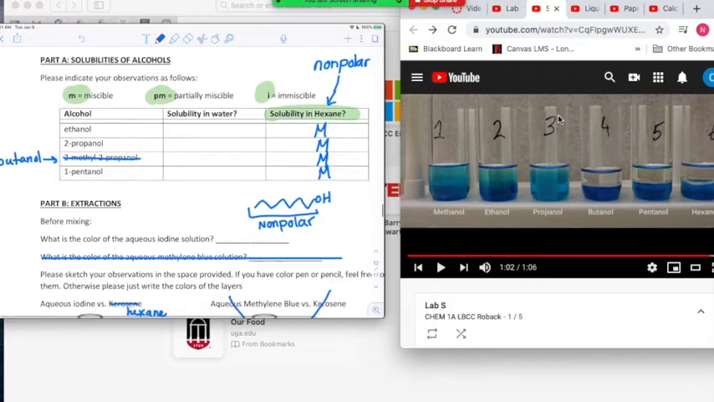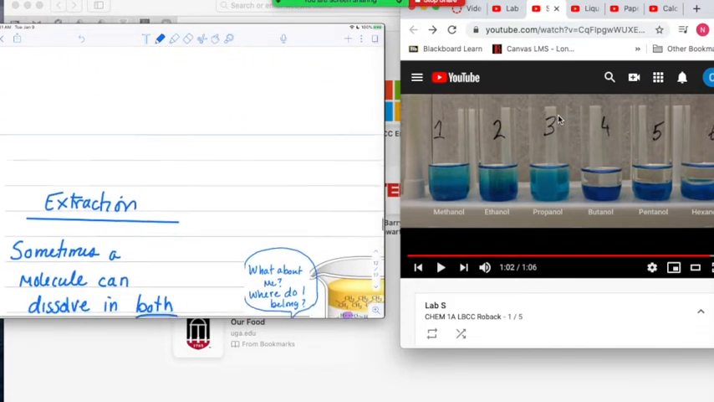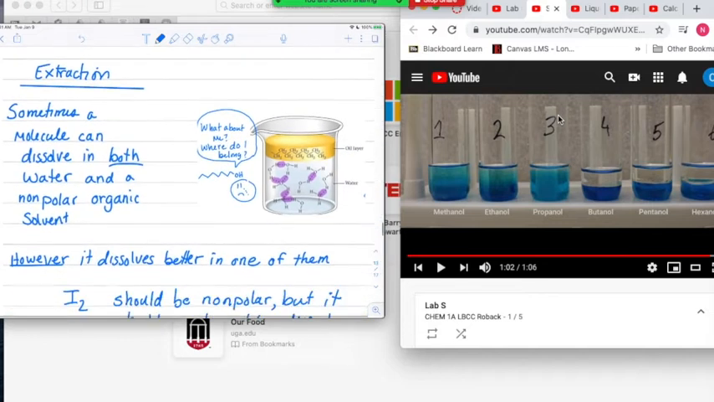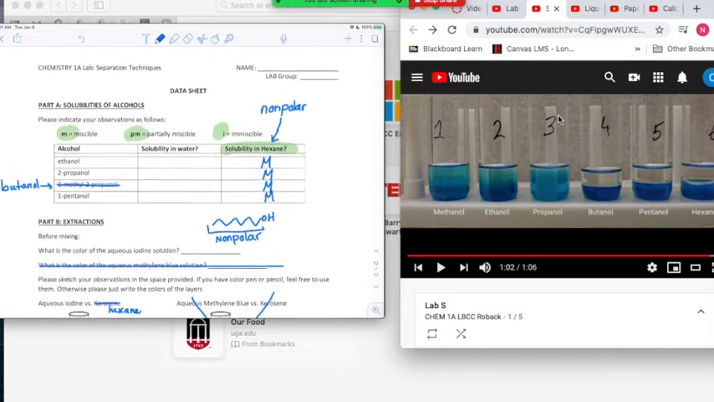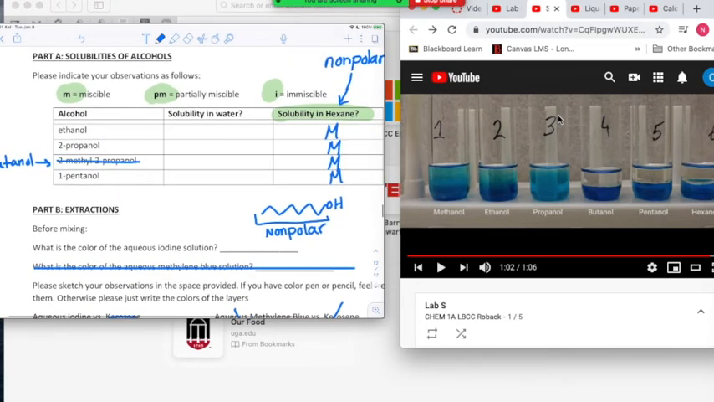All right, so next up we're going to talk about extractions. So extractions can happen when you have a molecule that can dissolve in both water and a nonpolar solvent. And we actually saw some of those up here. So for instance, for ethanol, did you find that to be miscible, partially miscible, or immiscible? For ethanol. So is ethanol miscible, immiscible, or partially miscible?